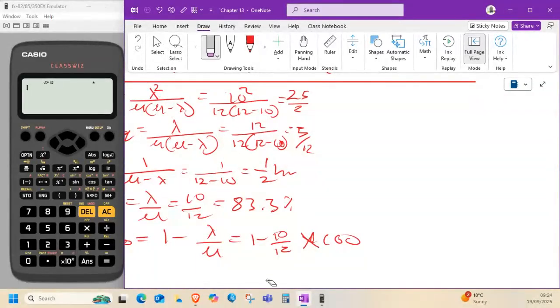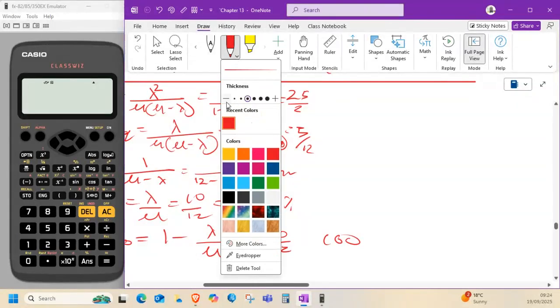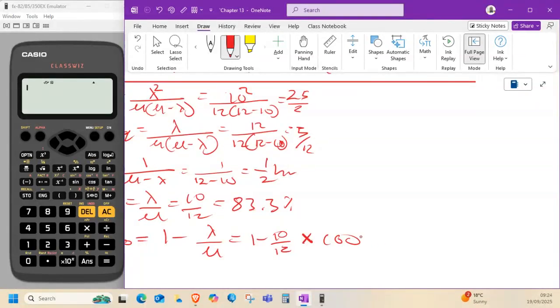When this thing is thin, I feel like I'm holding I don't know what type of a pen. Make it thicker again. Yeah, much better.